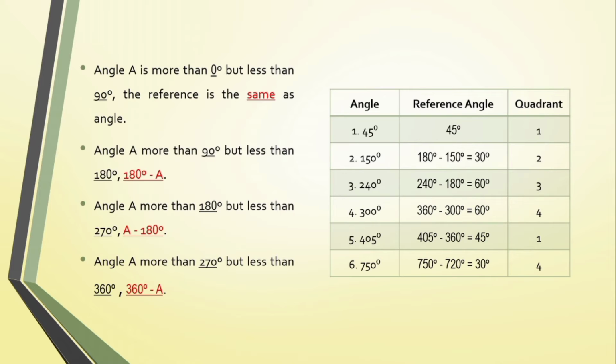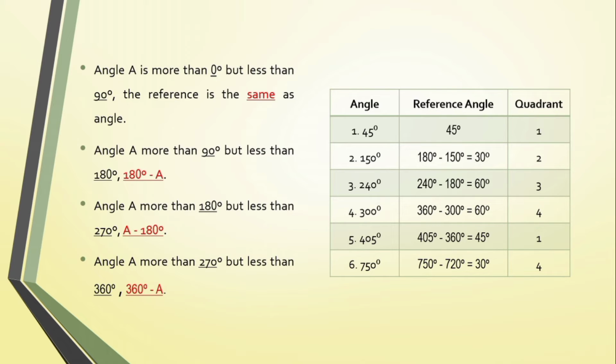So there is a formula to solve the reference angle. First, if angle A is more than 0 degrees but less than 90 degrees, the reference angle is the same as the angle. Then if angle A is more than 90 degrees but less than 180 degrees, we use the formula 180 degrees minus the angle.